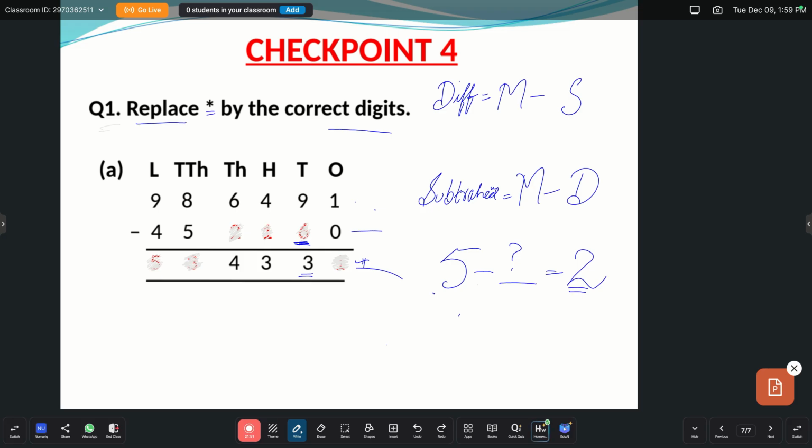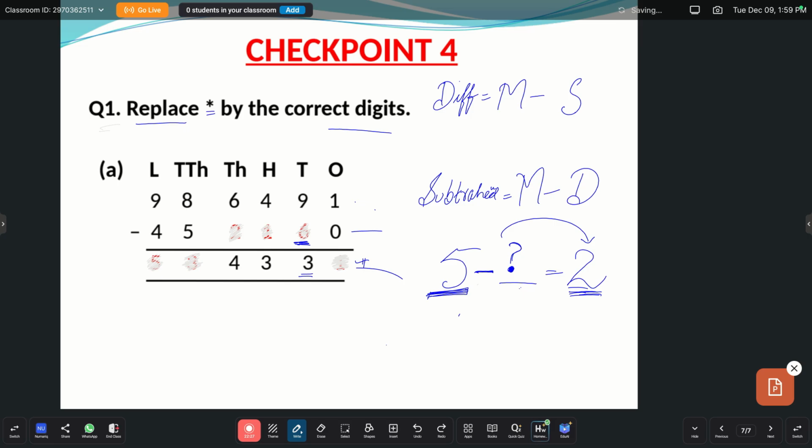It means that you were having 5 apples, and you don't know how many apples are being taken away. But you are left with only 2 apples. You ate a few apples and you don't know the number. How can you find the number of those apples that were taken away?